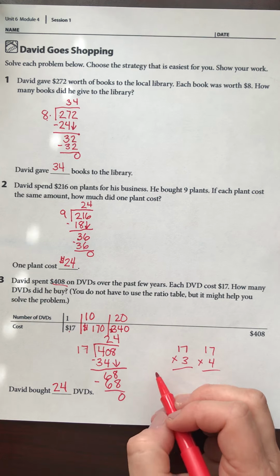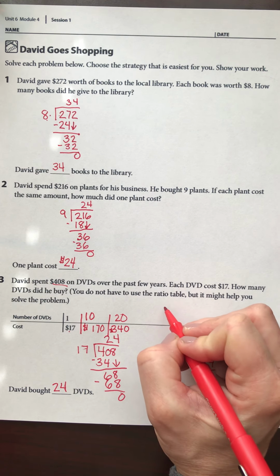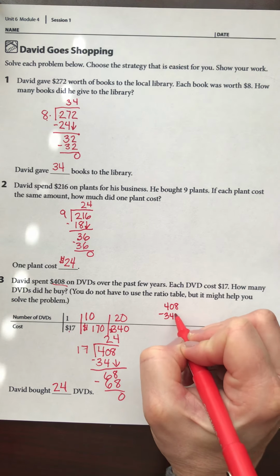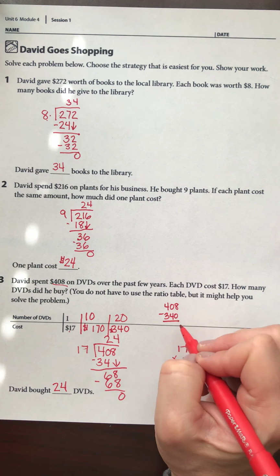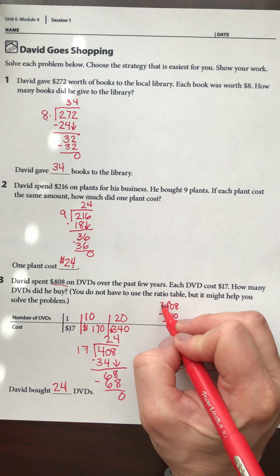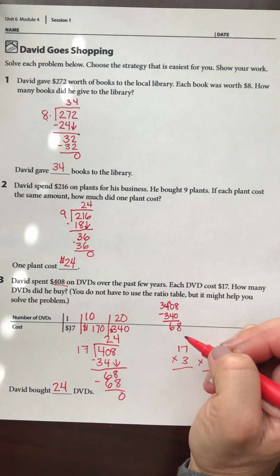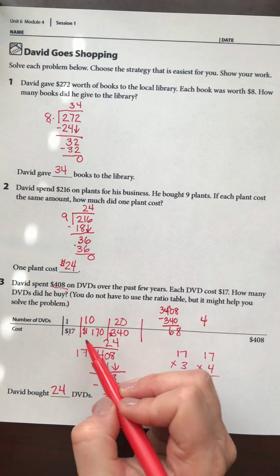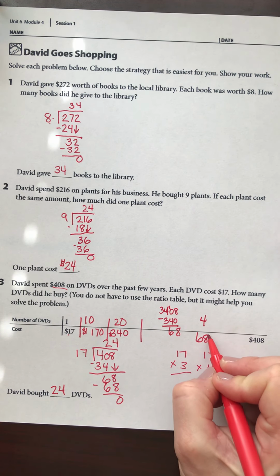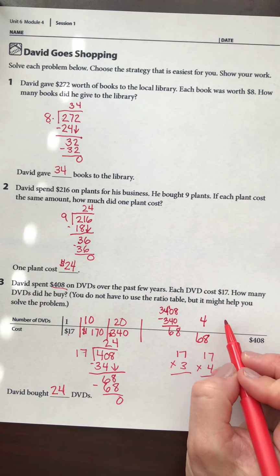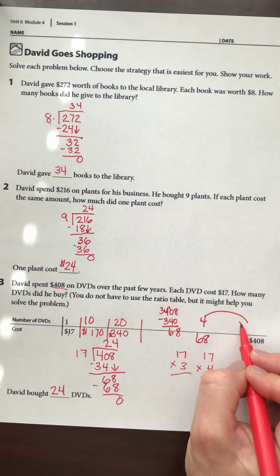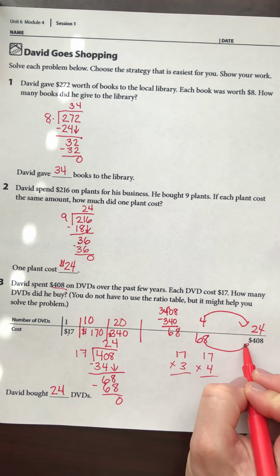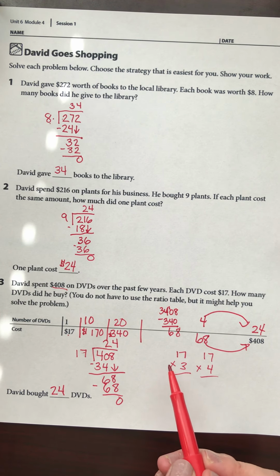So here's what you would do on the side. Sorry, this is getting kind of messy. We would take 408 minus 340. Okay, so then we're going to borrow here. 10 minus 4 is 6. So 68. So then we know that 4 times 17 is 68. And then skip ahead to 24. And then 68. So a ratio table is just another way to look at it.